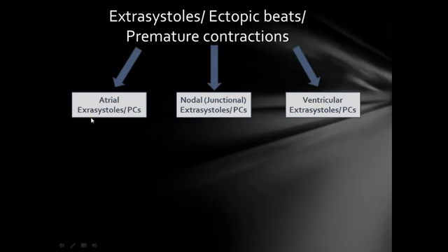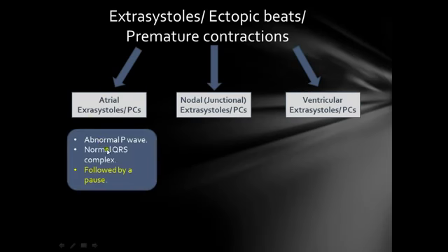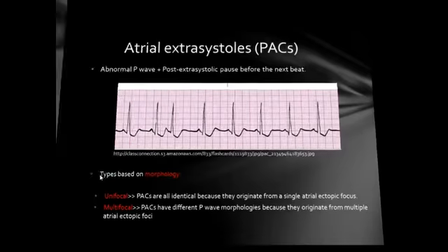Atrial extrasystoles are characterized by the following on an ECG. Abnormal P wave, and it's abnormal because the P wave represents atrial depolarization. So if the atria are giving abnormal beats, the P wave will be abnormal, of course. The QRS is normal because the ventricles are normal, and it's followed by a pause. So abnormal P wave followed by a pause.